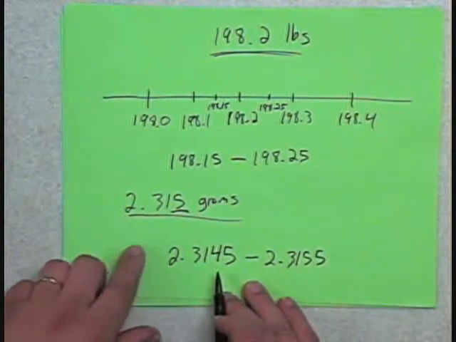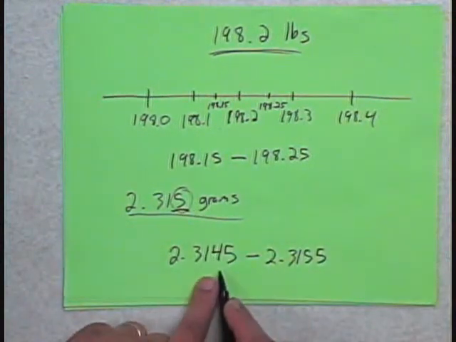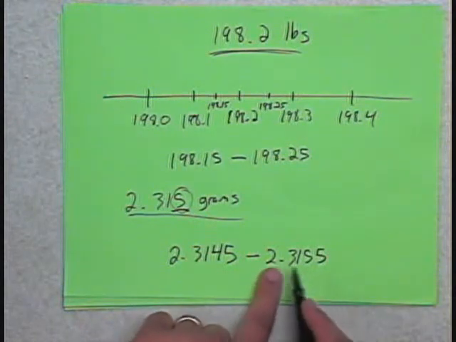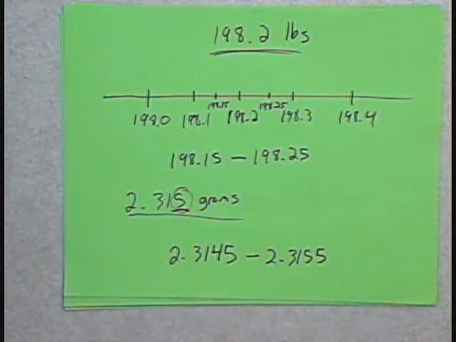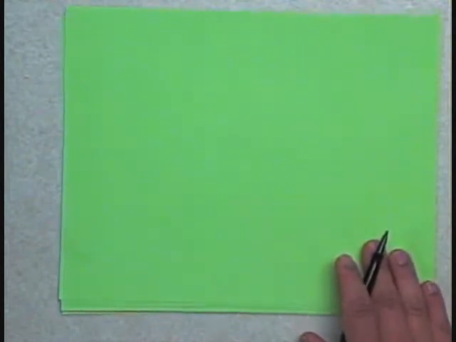So the lower boundary is the same number with the last digit lowered, and then I add a 5. And then the upper boundary is the exact same number, and then you add a 5. Okay, so, and this will work for any numbers. Let me give you some examples here.